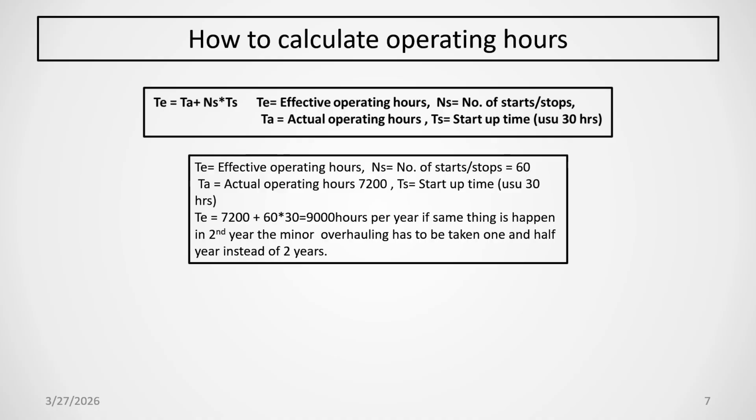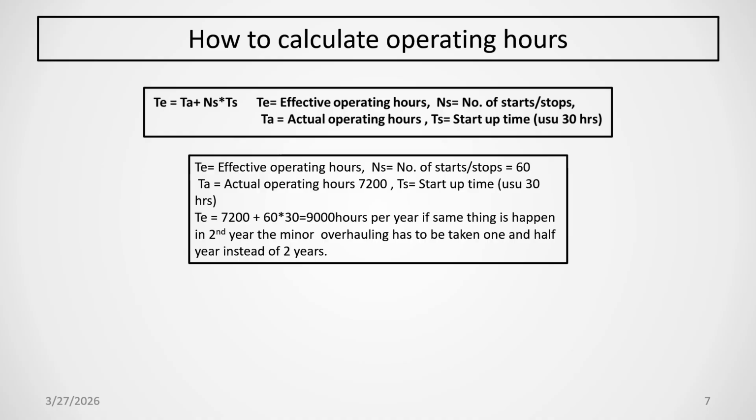If the same thing happens in the next year, your total hours will be 18,000 for 2 years. But you need to do the minor overhauling at 15,000, so you need not wait up to 2 years. You can do the minor overhauling in 1.5 years. That is the importance of operating hours, and how many stops and starts you are doing with the turbine.